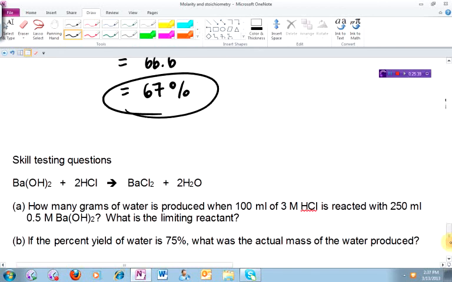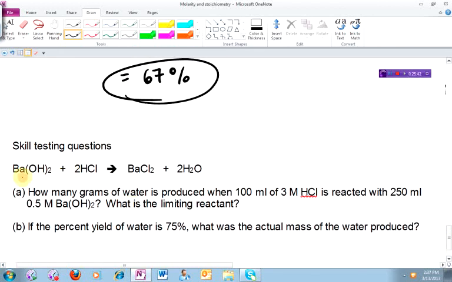All right, so you've got 2 skill testing questions here. Barium hydroxide plus hydrochloric acid, another neutralization reaction, producing barium chloride and water. You want to figure out the number of grams of water. You're given the volume and concentration of each reactant. So again, you're going to need to do that calculation of the number of grams of water produced for one reactant and then do it for the other reactant. Look to see which produces the least amount of water, least amount of product. That's the limiting, and then you can answer that question.